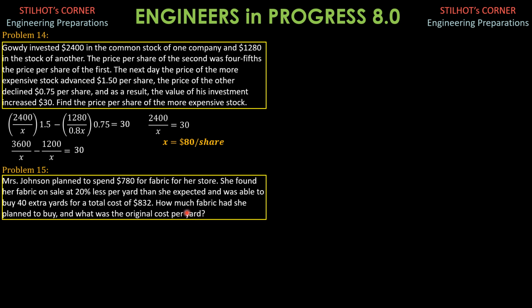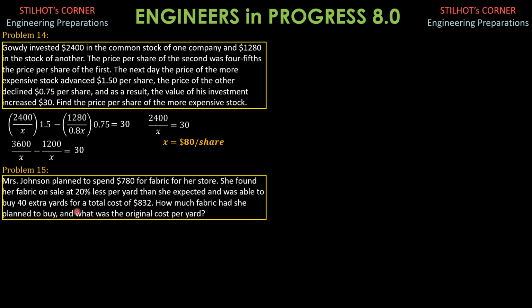So if we call x the amount of fabric she originally planned to buy, then the cost would be 780 divided by x. So that's the original cost per yard of the fabric.